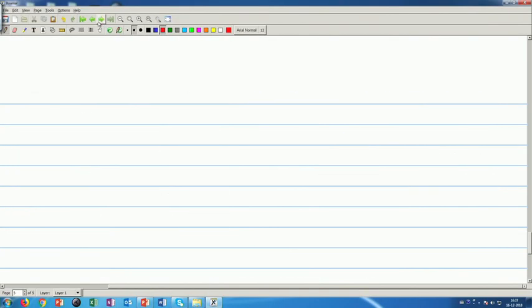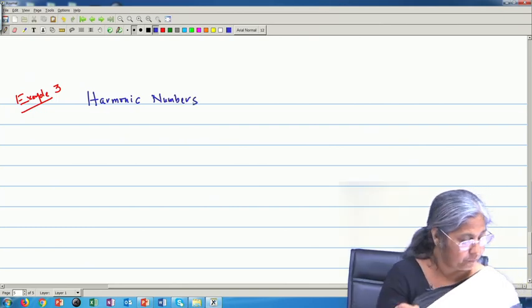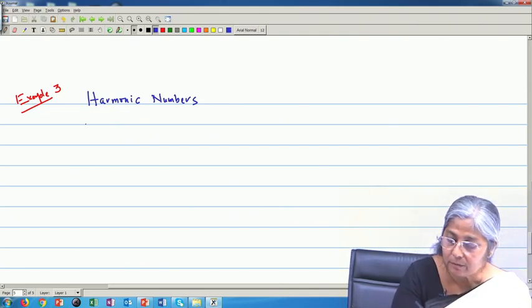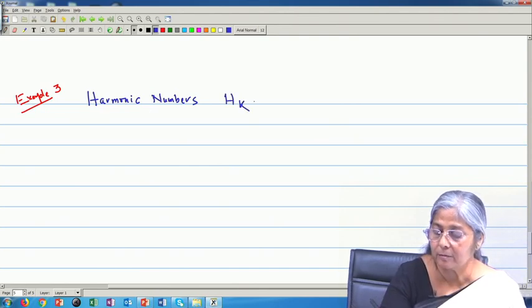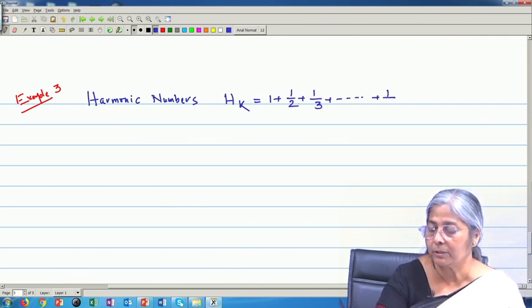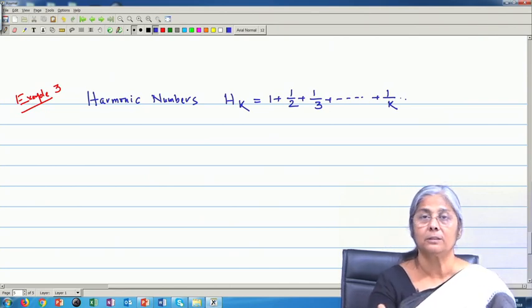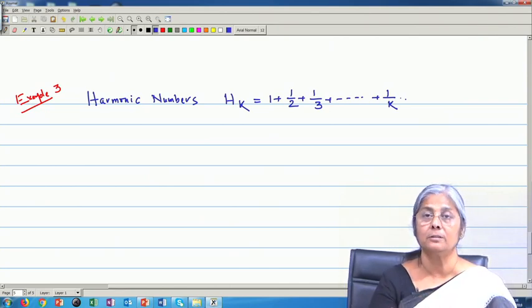And let us quickly see one other mathematical example. We know the harmonic numbers. How do we define them? We define H k equal to 1 plus 1 by 2 plus 1 by 3 plus up to 1 by k. Now, there are a number of problems, inequalities and equalities, that we can prove on these harmonic numbers.